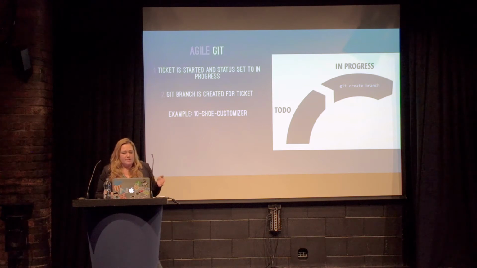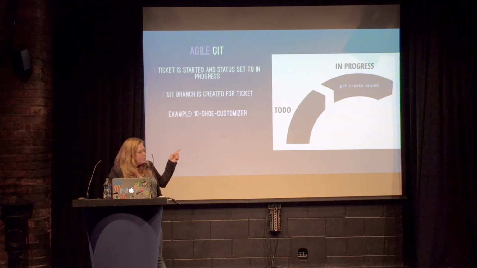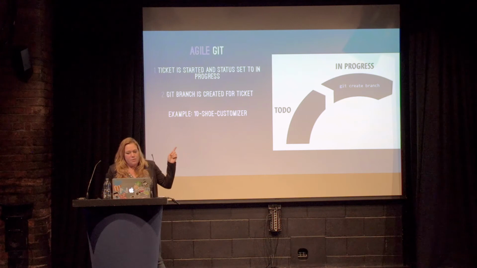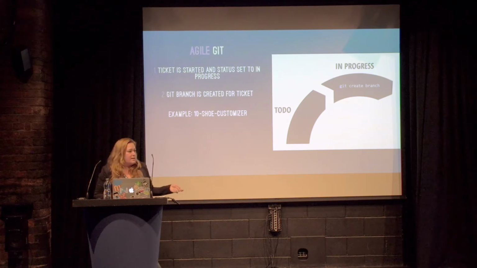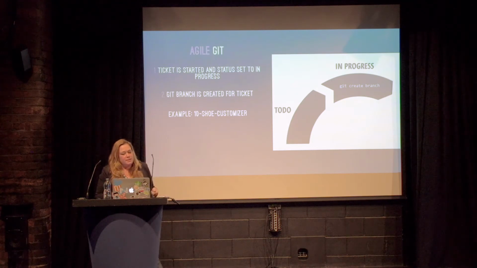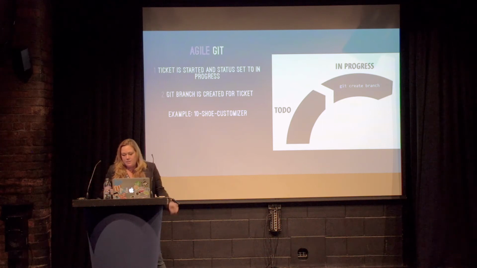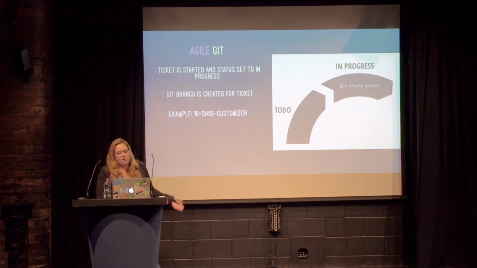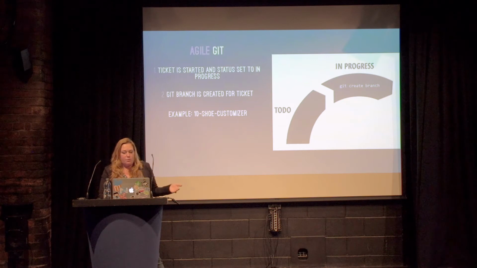So the first process, these are the ticket statuses: to do. When you select it to go into in progress, you're going to create a branch for your ticket. So in Git, you're going to create a branch labeled something like 10 shoe customizer, where 10 is my ticket number. I like to also use the ticket description so that if I'm looking at the branches and I just see 10, I don't know what that means. But if I see 10 shoe customizer, I know what that means. So you're going to put your ticket in progress, you're going to create a branch.